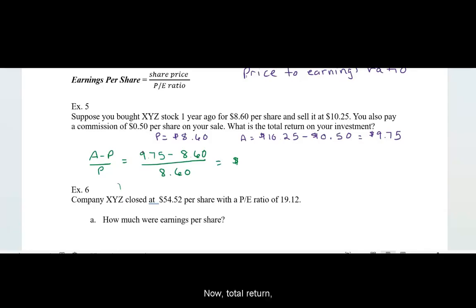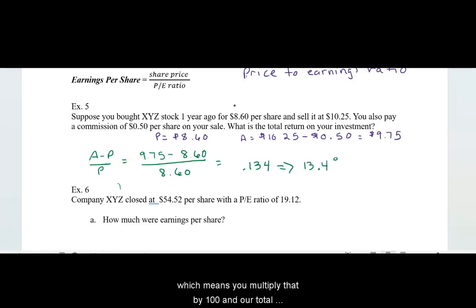Now, total return, just so you know, is a percent. So first, let's round to 3 places. Oops, I was putting dollar amount. That was my error. I'm jumping ahead. All right, so I see on my calculator 0.134, but we're going to write that as a percent, which means you multiply that by 100, and our total return rate is 13.4%. Okay, that one wasn't too bad.